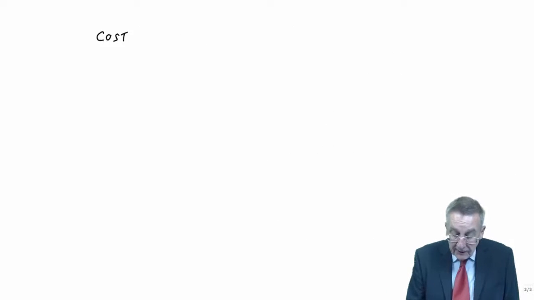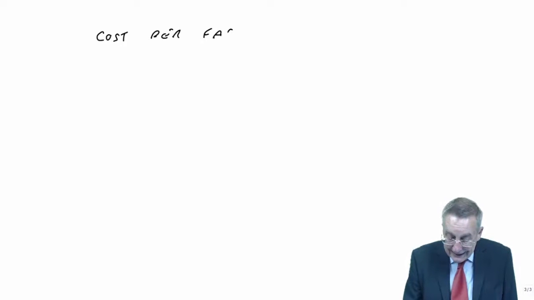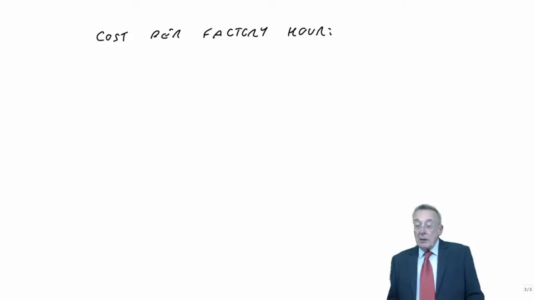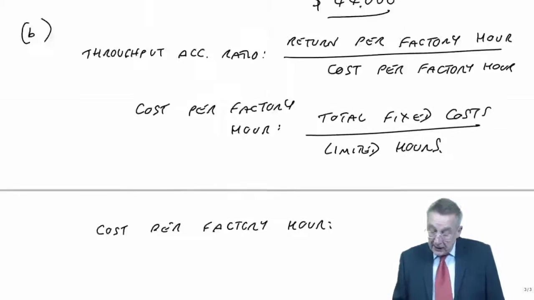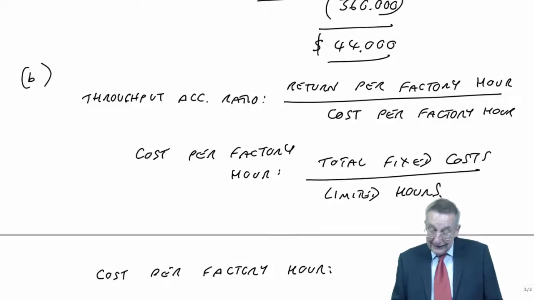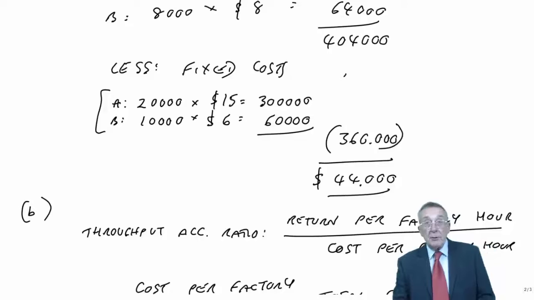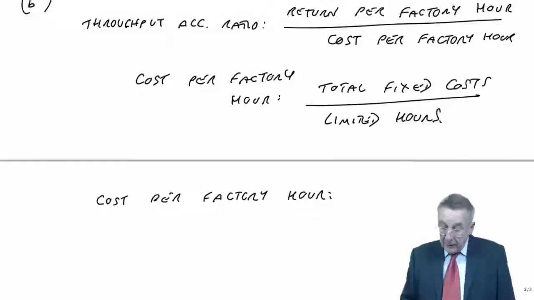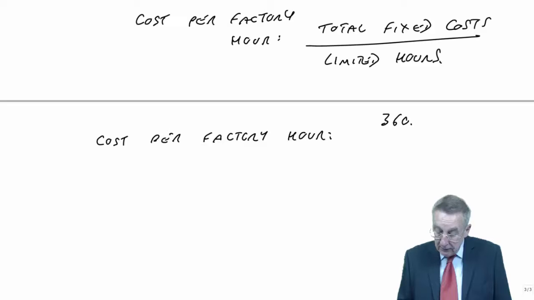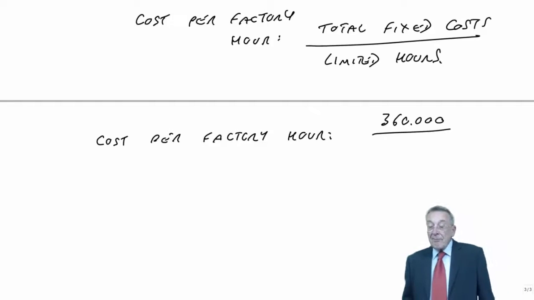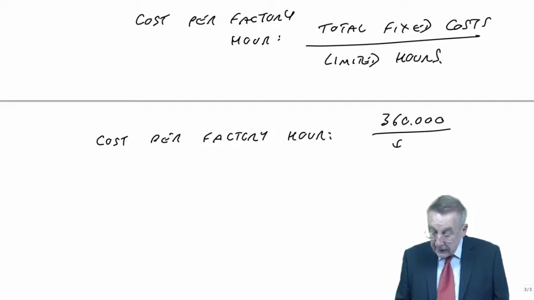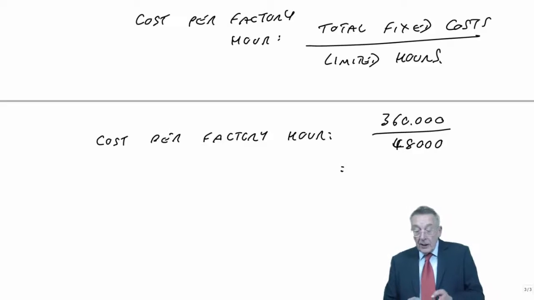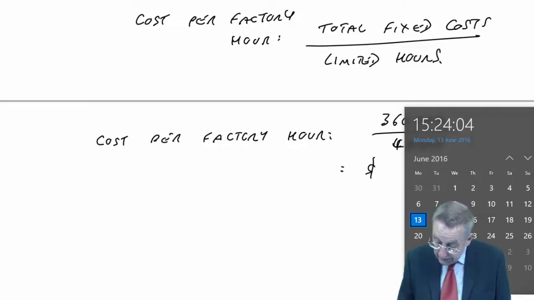First of all, the cost per factory hour: the total of the fixed costs we'd worked out a minute ago. 360,000. I'm not going to go back through the reasons for it, but we've got total fixed costs of 360,000, and the limited hours from the question, with 48,000 hours available. And therefore, the cost per factory hour is $7.50.